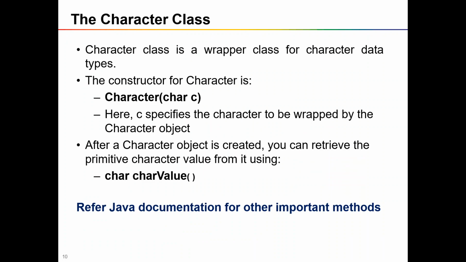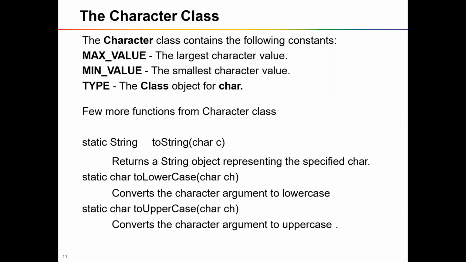And regarding the Character class, suppose you want to create a Character wrapper type for the given data, you can go with Character.of by passing argument c, and there is a method charValue that returns the actual character value. So that is about the Character class. And apart from that, we have constants like maximum value, minimum value, then type. So these are all certain constants of the Character class.